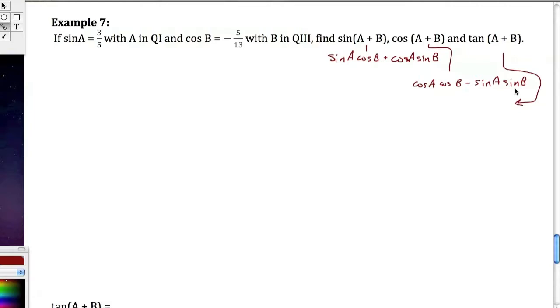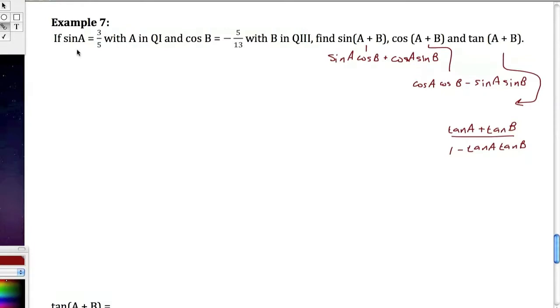Now this tangent business. What is with this tangent business? When they ask us to do tangent, they're asking us to find a certain value here. Okay? And so I'm going to give you the formula for this. The tangent of A plus B is going to be tangent of A plus the tangent of B over 1 minus tangent of A times tangent of B. Okay? So these are what we need.